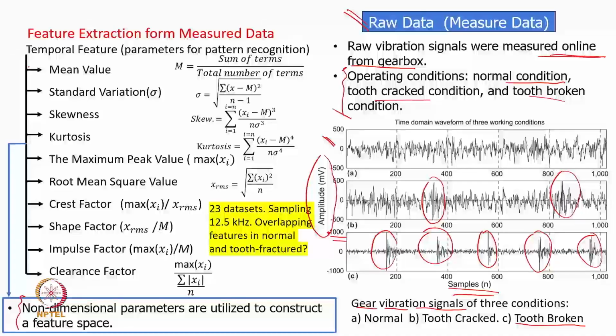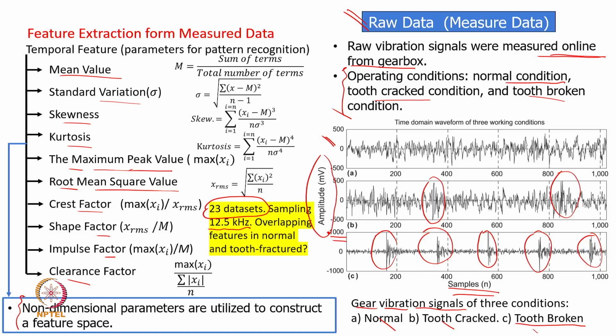So, first we try to calculate the KPIs which we have used. In this case: mean value, standard deviation, skewness, kurtosis, max peak value, RMS value, crest factor, shape factor, impulse factor and clearance factor, and these values they try to figure out. They collected 23 data sets for each case: 23 for the normal case, 23 for the cracked tooth, and 23 for the broken tooth. They kept the sampling frequency the same, and the operating speed was maintained the same.